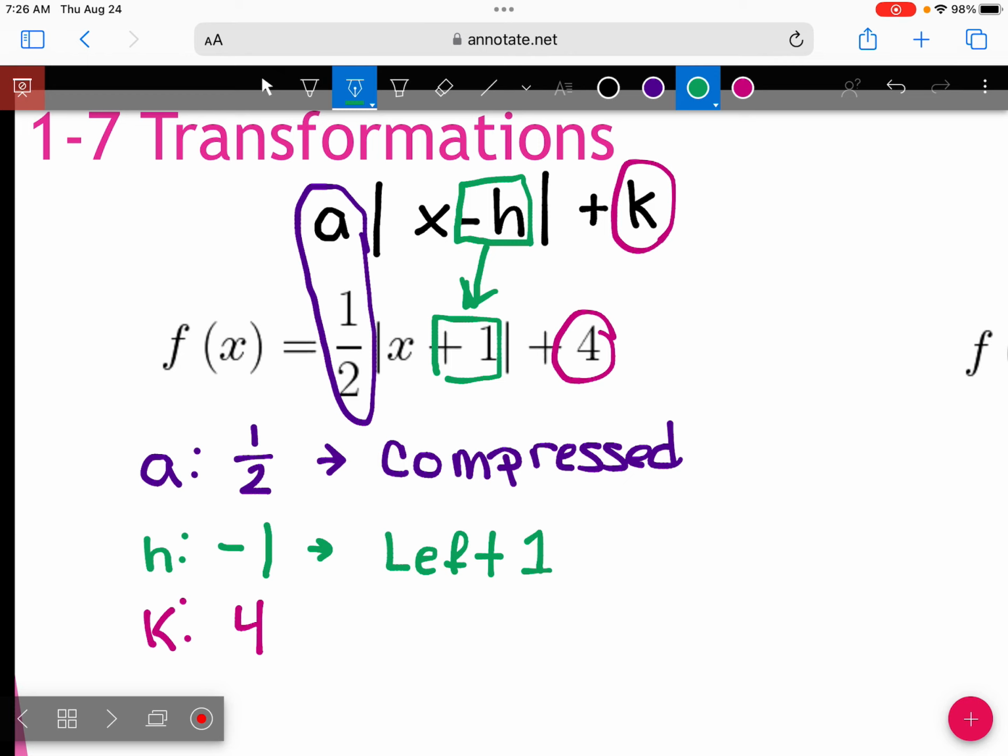Yes, dear. Because A is between 0 and 1. It's small.